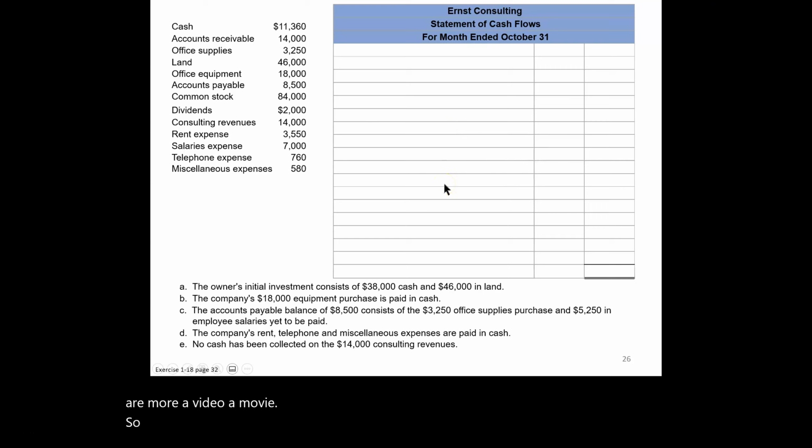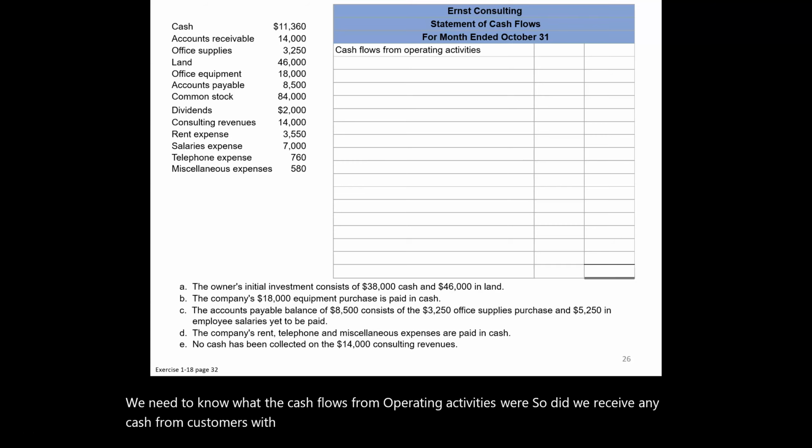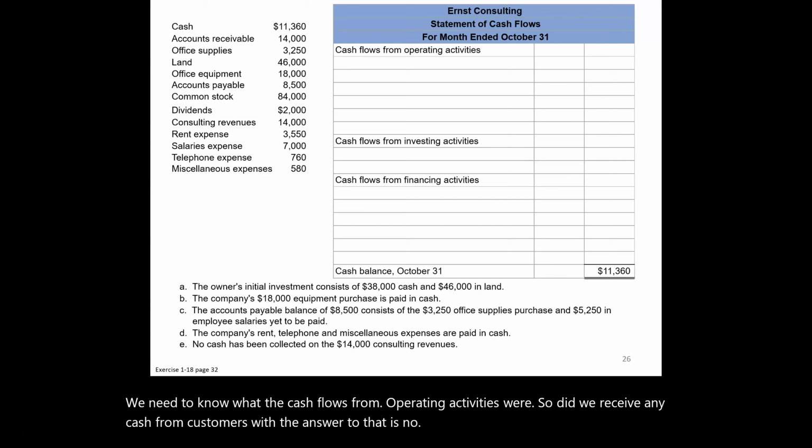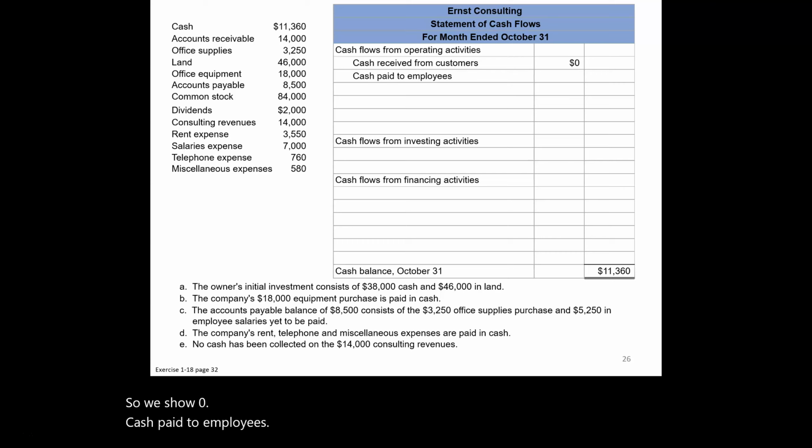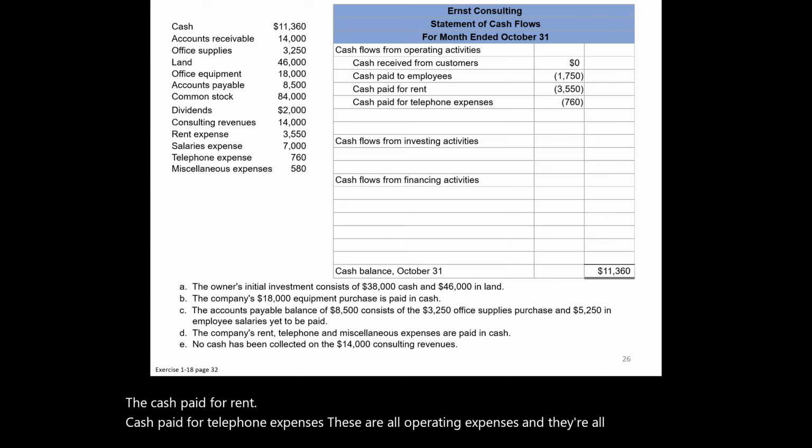So, in putting this together, we need to know what the cash flows from operating activities were. So, did we receive any cash from customers? Well, the answer to that is no. Okay, so we show 0. Cash paid to employees. Well, the salaries hadn't been paid yet. So it shows up on the balance sheet as a payable. So we increased the payables account. The cash paid for rent. Cash paid for telephone expenses. These are all operating expenses, and they're all going to reduce the cash balance that we have on hand.